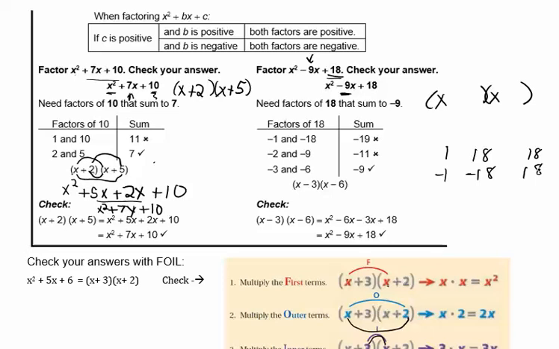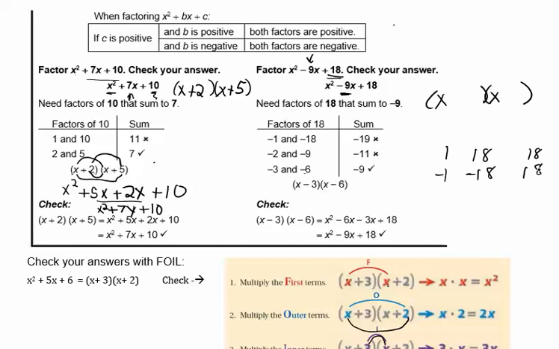In fact, I have to use the negatives because I need a negative 9 for my middle term here. So negative 1 times negative 18, that does equal 18, but when I add those, I get negative 19, and I want negative 9. All right, other factors of 18 are 2 times 9, or negative 2 times negative 9. But when I add those, I get negative 11, so that doesn't work. And then the other factors of 18 are 3 and 6, or the negative of those is negative 3 and negative 6, because negative 3 times negative 6 equals 18.